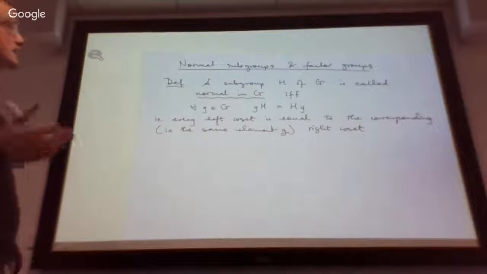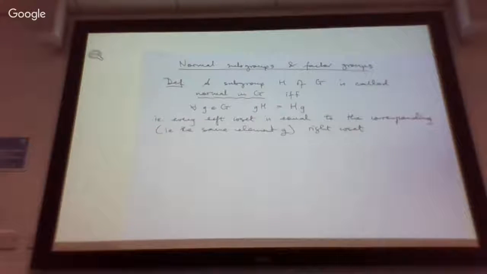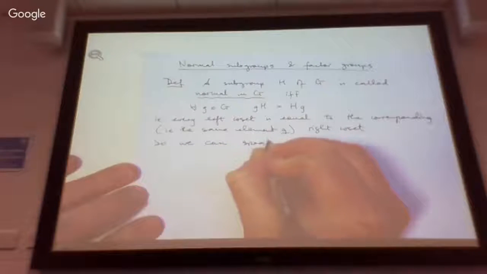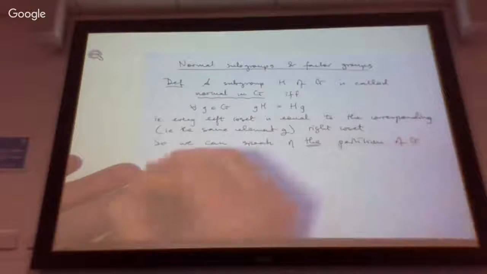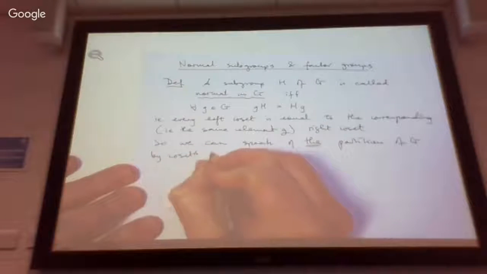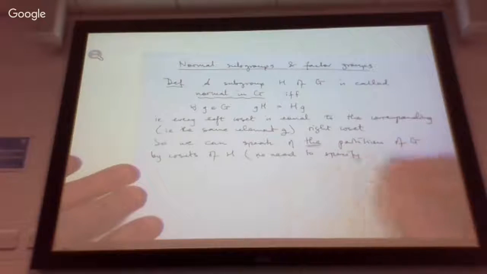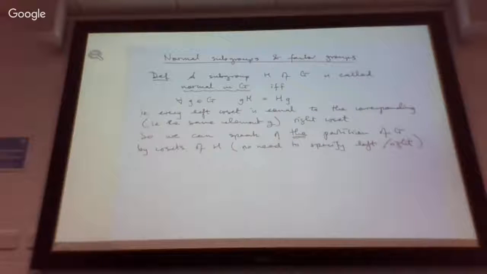So you no longer have this ambiguity whereby you can partition G in one way using left cosets, and maybe the partition by right cosets is different. When the subgroup is normal, we can speak of the partition of G by cosets of H, i.e. no need to specify whether we're talking about left cosets or right cosets, because they both are exactly the same. Okay. So that's the definition. Let's look at a couple of examples.